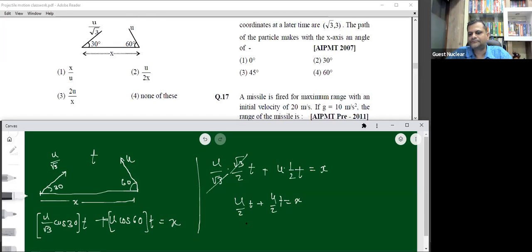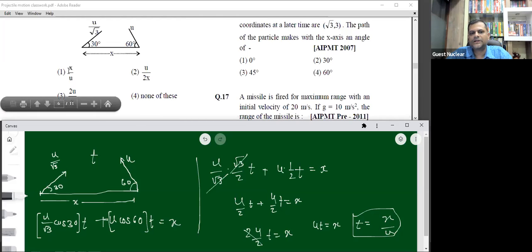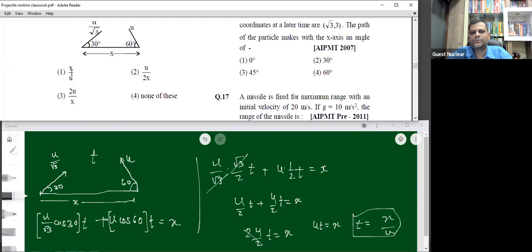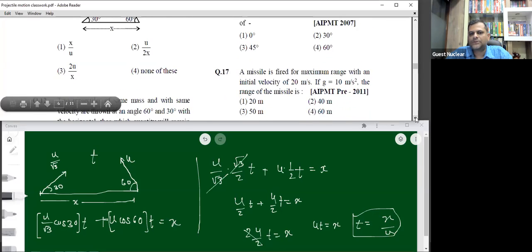Means if we take this u by 2t plus u by 2t as 2 times of u by 2t, which must be x, and 2 cancel, we get that ut is equal to x, which means t must be equal to x upon u as a final. Okay, which is going to be there in this option number 1 here. X upon u is going to be the correct option. समझा क्या ठीक से? चलो ठीक है. So next one.